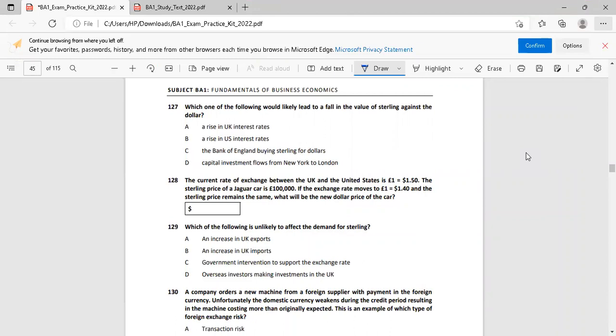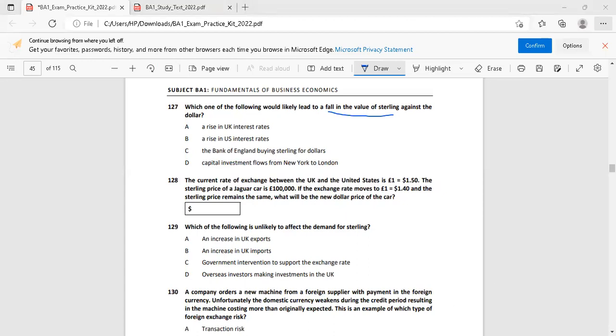Which one of the following would likely lead to a fall in the value of sterling against the dollar? The question is about the fall in the value of sterling against the dollar. See, we are talking about the euro market, European Union. So, in the European Union, sterling. Now, the fall in the value of sterling as against the dollar. So, when does that happen?